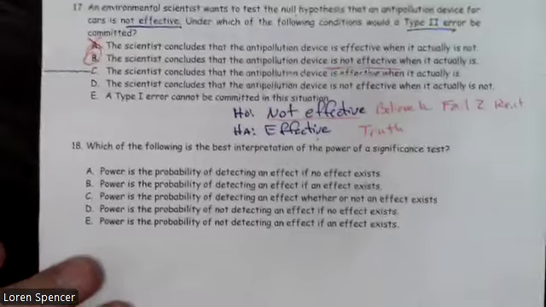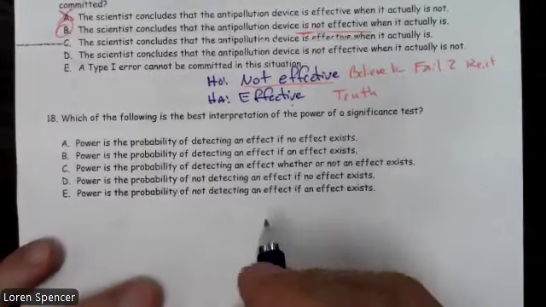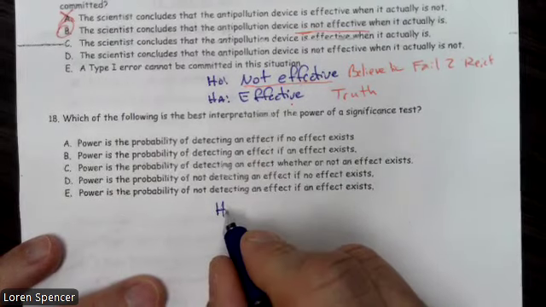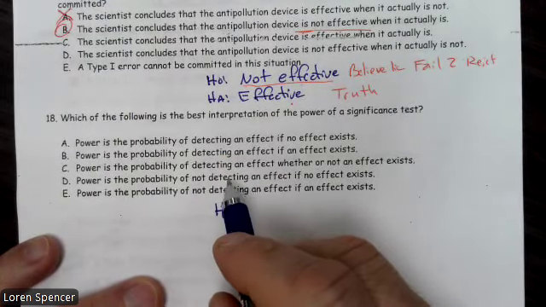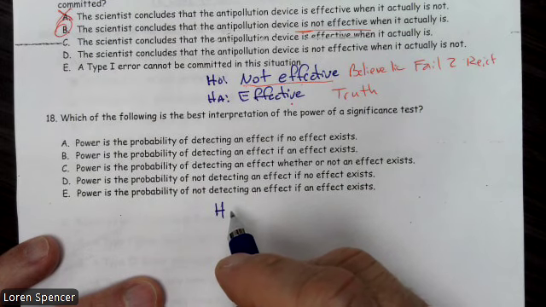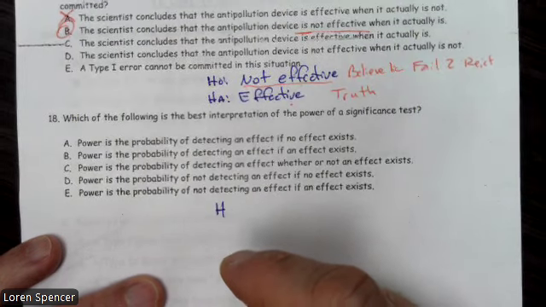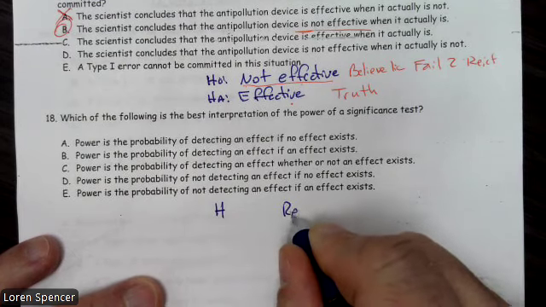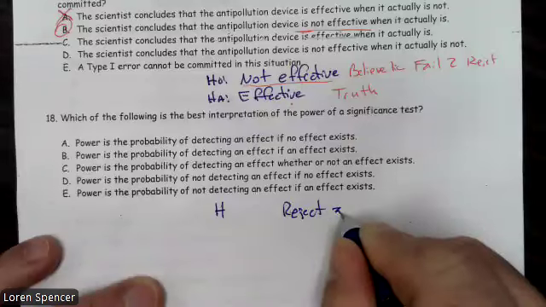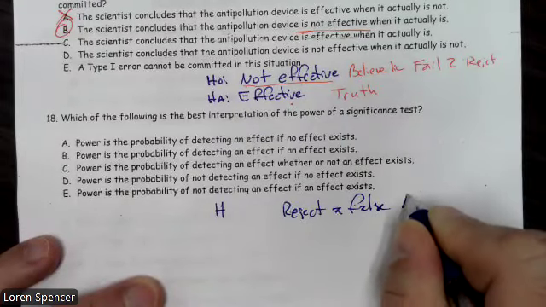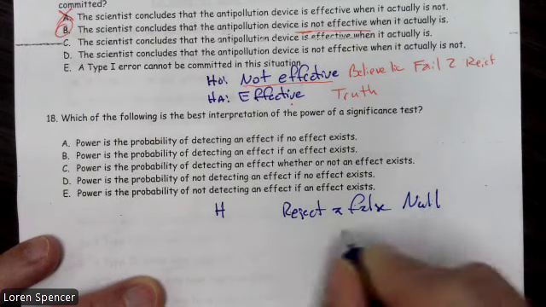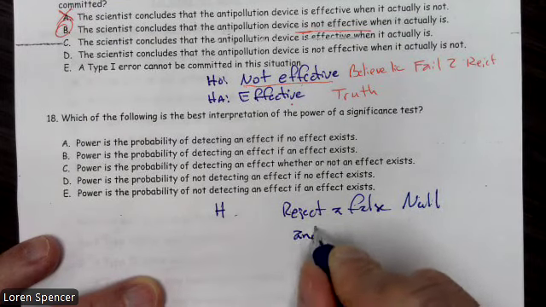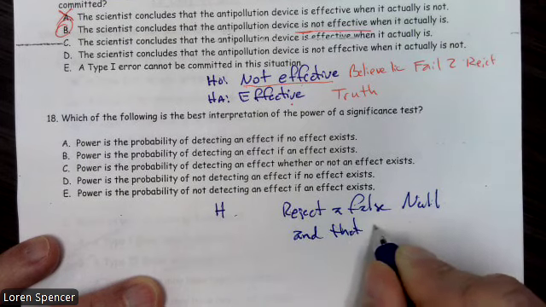Which of the following is the best interpretation of the power of the test? All right, so once again, power is correctly rejecting a false null. First off, you have to reject a false null, and it's correct.